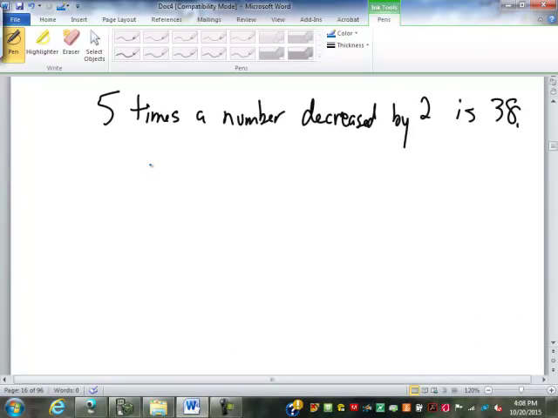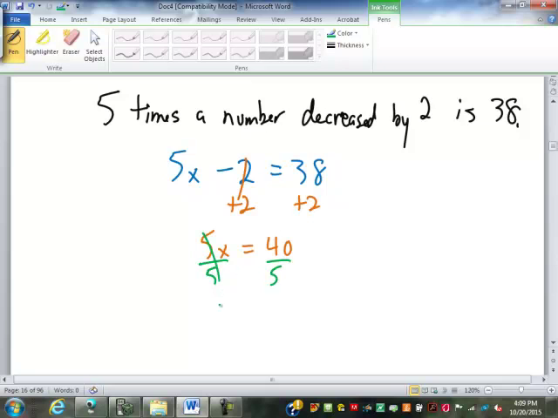So this one, what's the equation going to be? Perfect. First of all, how many you got in the equation? Good deal. That's the start. If you can't get that, you're kind of dead in the water. So then what do we do? Add 2. So 5x equals 40. And then divide by 5. X equals 8. How many got x equals 8? Good deal.